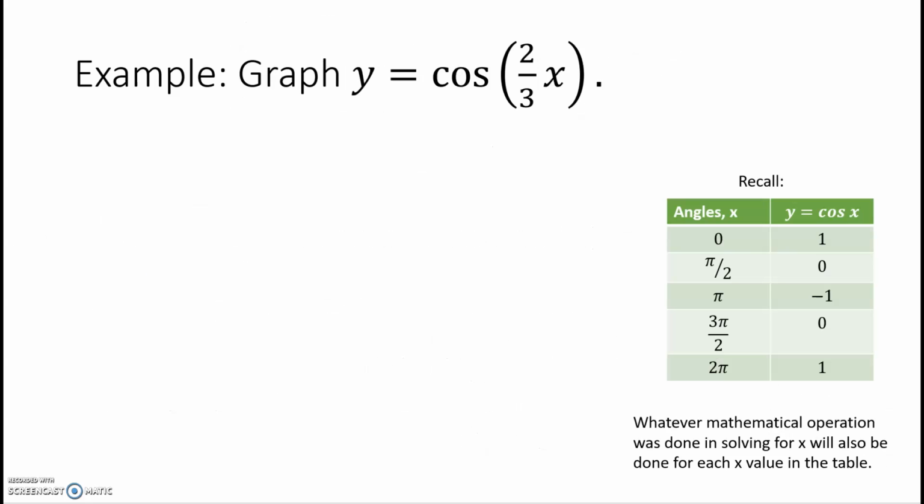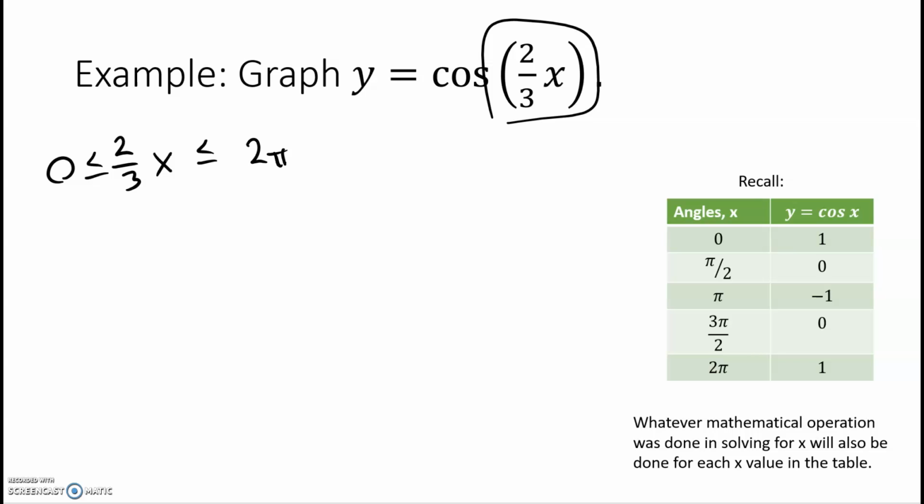Okay, so now we're changing gears just a little bit. Now we're going to graph these equations. So if we take y equals cosine of 2/3 x, these are the steps. This is the easiest process for doing this. Whatever is in the parentheses, I'm going to put that between 0 and 2 pi. So 2/3 x between 0 and 2 pi.